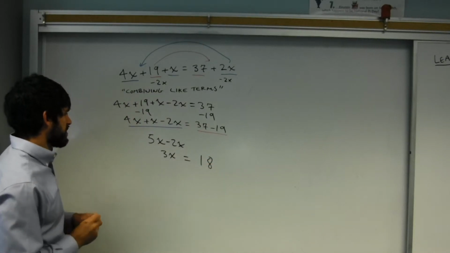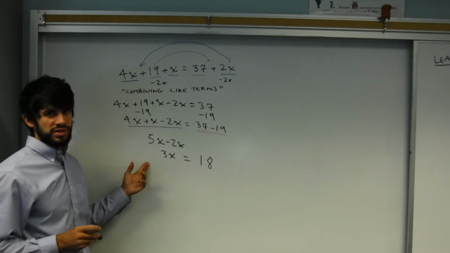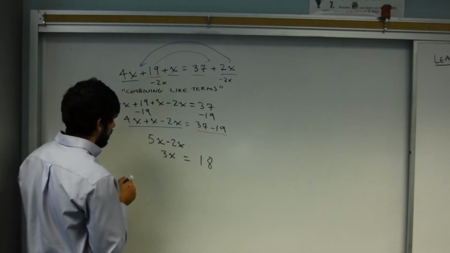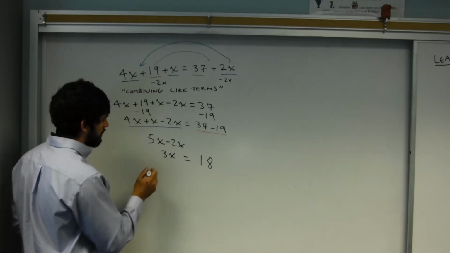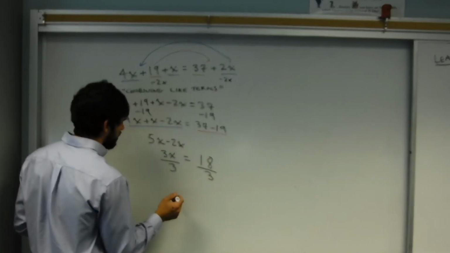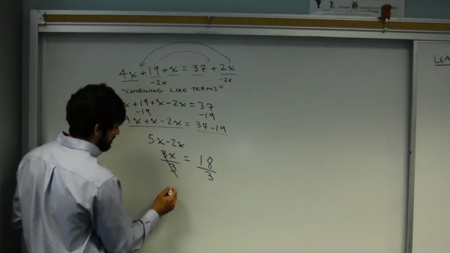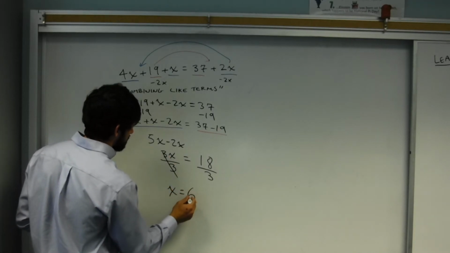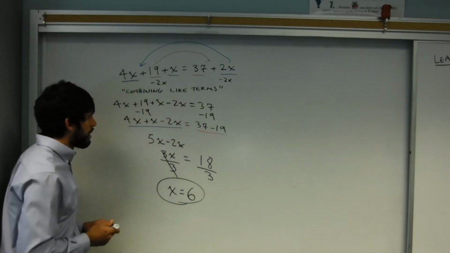And now, all of a sudden, all we have is one more step left to do. We have a 3 on the top. What do we do to get rid of that? We use the division property and divide each side by 3. The 3's cancel out, and we get our final answer: x is equal to 6.